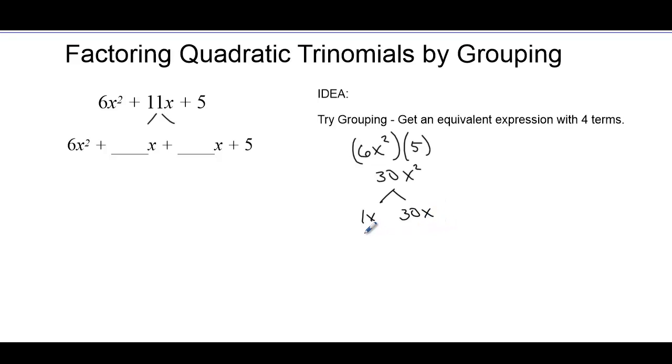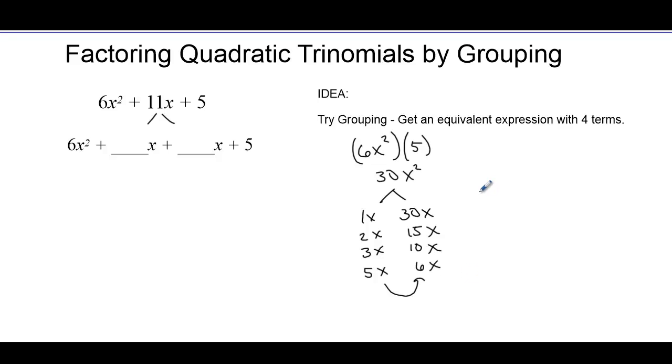What else divides 30? Let's go in order so we don't miss any pairs. 2 divides 30, so I have 2x and 15x. 3 divides 30, so I get 3x and 10x. 4 doesn't divide 30, but 5 does, so I get 5x and 6x. And now that I've hit 6, I start to repeat my factor pairs, so I know I've hit them all.